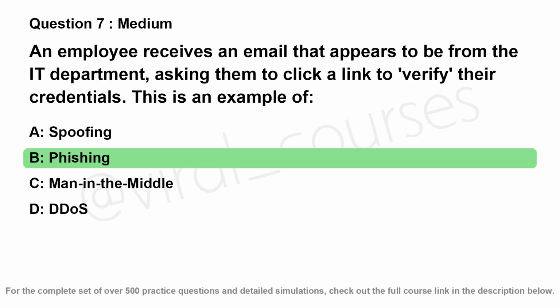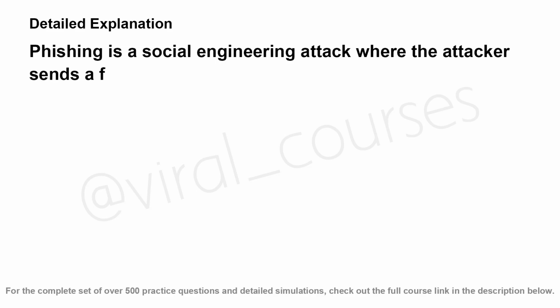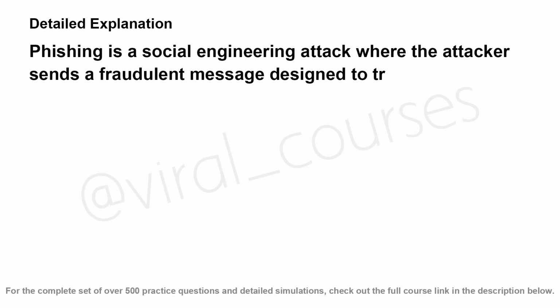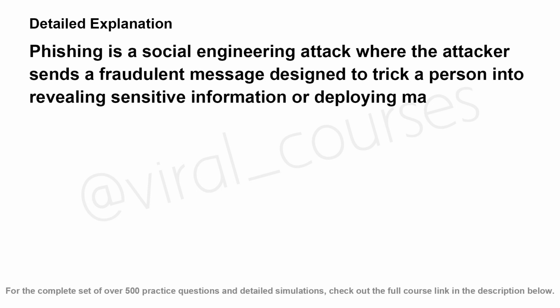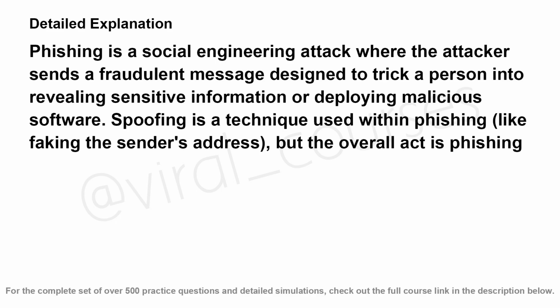The correct answer is B. Phishing is a social engineering attack where the attacker sends a fraudulent message designed to trick a person into revealing sensitive information or deploying malicious software. Spoofing is a technique used within phishing, like faking the sender's address, but the overall act is phishing.